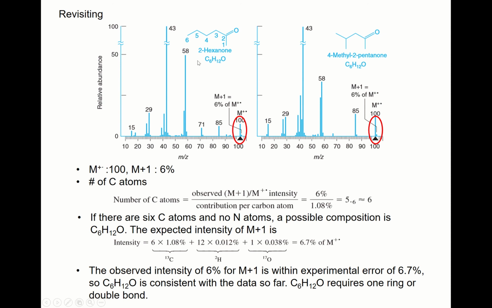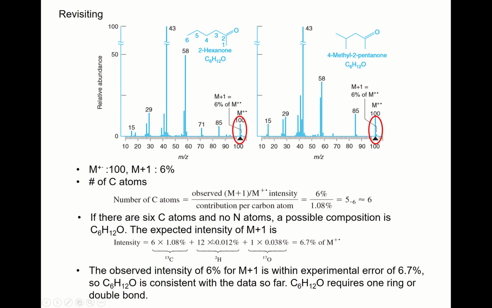Let's look at this one: 1, 2, 3, 4, 5, 6. There are 6 carbon atoms. The same calculation is applied to this spectrum, and we also find that there are 6 carbon atoms. Here, 1, 2, 3, 4, 5, 6.